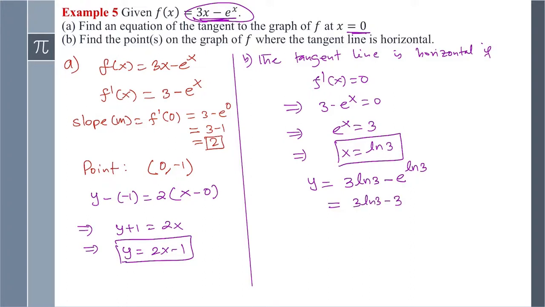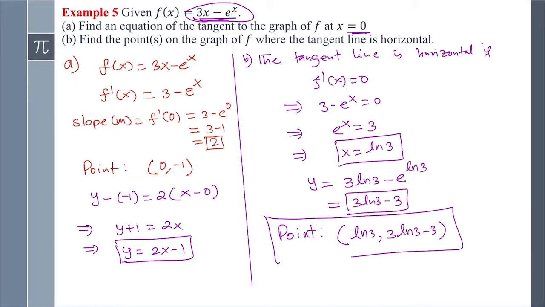We can just leave it there, okay? So this is the x value, this is the y value. So the point where the tangent line is horizontal is natural log of 3 comma 3 natural log of 3 minus 3. And if you want, you can change it to the decimal, but I'm just going to leave it exact like that.